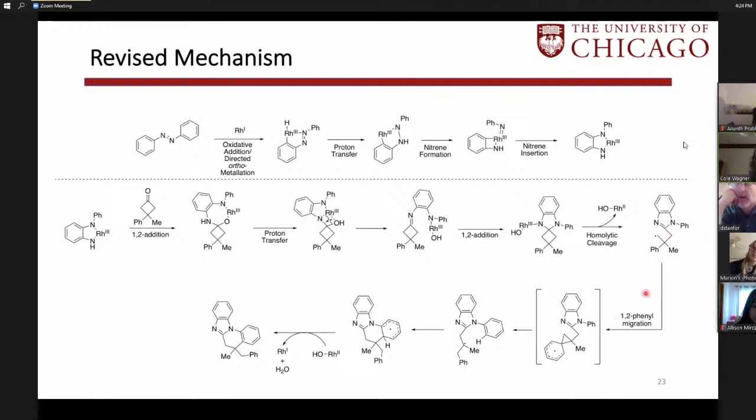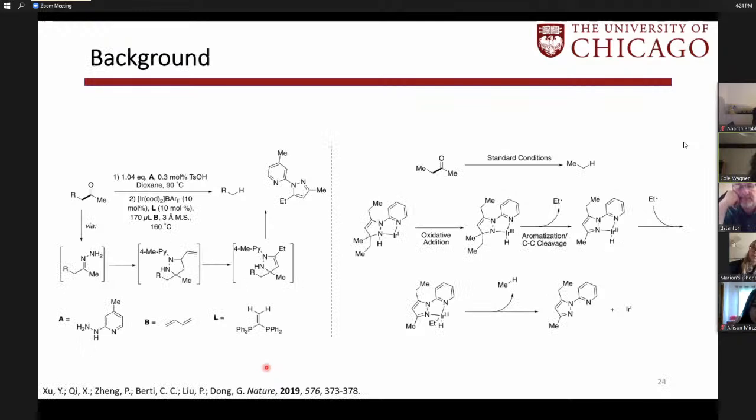And then this can undergo this phenyl migration to form this more stable radical. And then this radical can couple with this aryl group to give this radical intermediate, which can undergo elimination by rhodium to give the product and regenerate the catalyst. So we do have some basis for a lot of these single electron transfer steps.